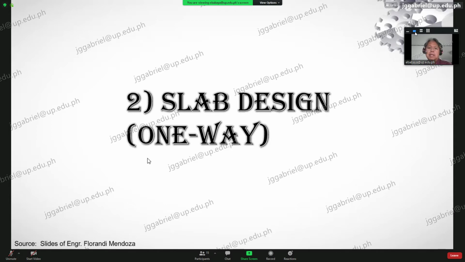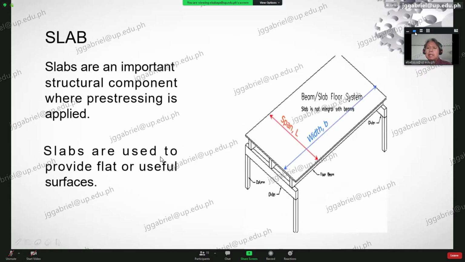Okay, sige. Now, for slab design later on, of course, we also have to have a basis kung ano ang slab reinforcements, no? What reinforcement are we going to place in our slab? Okay, later we will see that. Now, slabs are an important structural component where pre-stressing is applied. When we say pre-stressing, you know that already, no? We discussed that in the introduction.